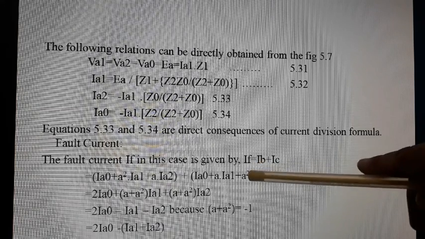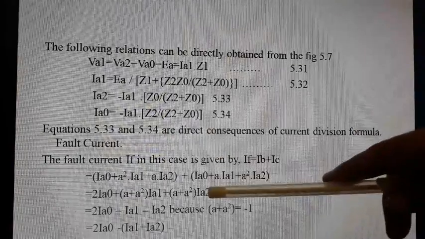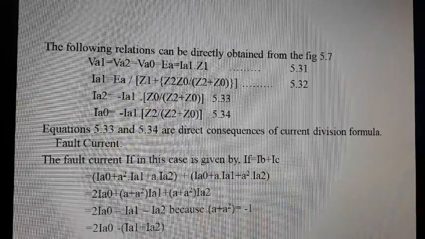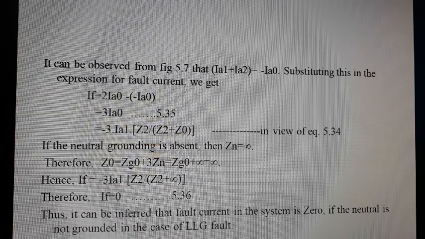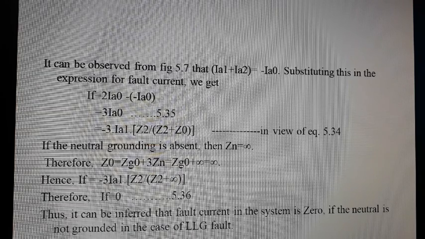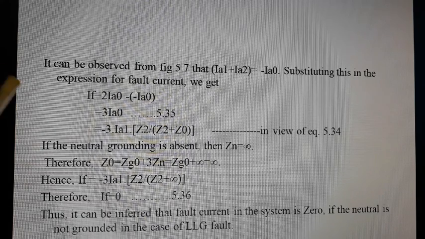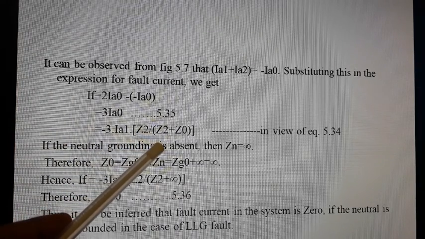The fault current in this case is IB plus IC, so IF is IB plus IC. Substituting, it is 2 IA0 minus (IA1 plus IA2), and this will be the fault current. We observe that IA1 plus IA2 is minus IA0. So the value of IF we get is minus 3 IA1 into Z2 divided by Z2 plus Z0.